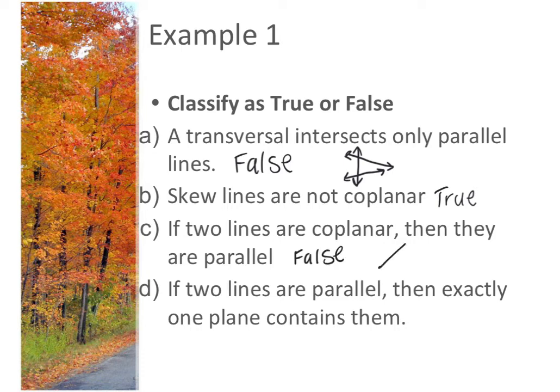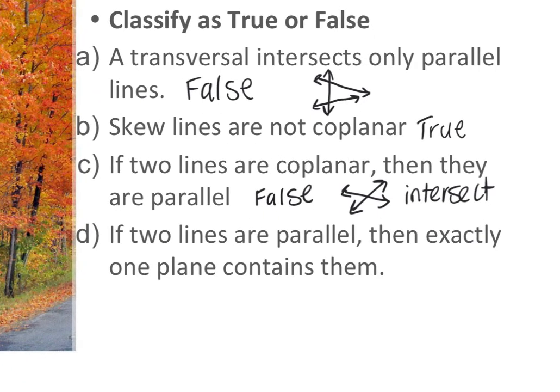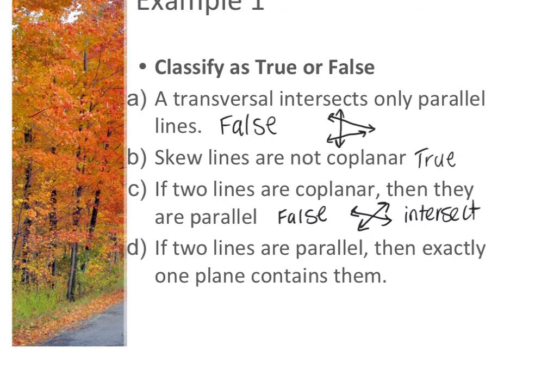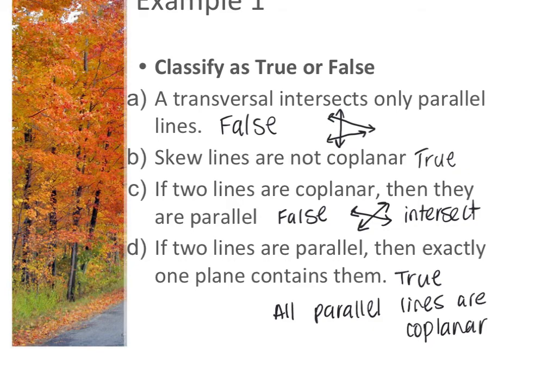Here's an example of 2 lines that are on the same plane but are not parallel. They intersect, okay? If 2 lines are parallel, then exactly one plane contains them. This is true. All parallel lines are coplanar. Okay?